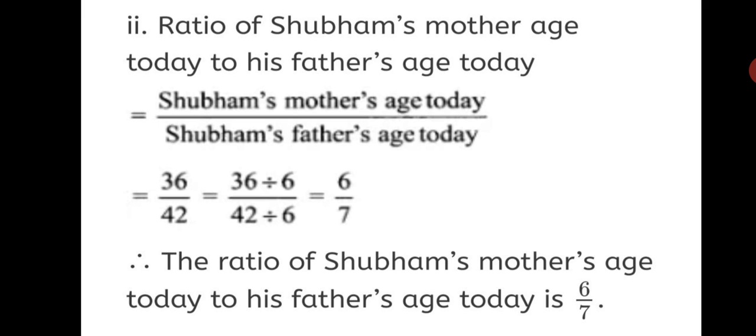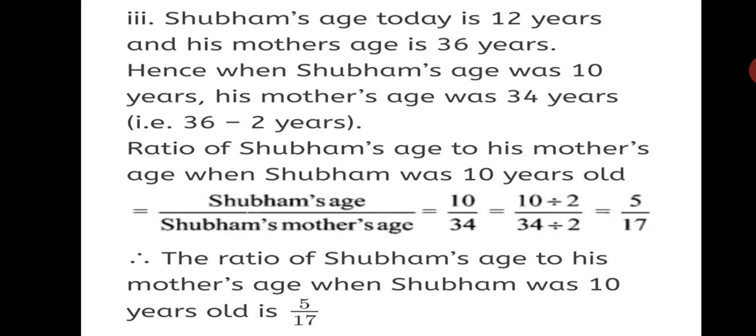And the last part of the sum, the third sub question. They are asking us the ratio of Shubham's age to his mother's age when Shubham was 10 years old. Right now we have the information of Shubham's age. That is, today he is 12 years. 10 years old means minus 2, 2 years back. That means from mother's age also we'll have to subtract 2. So her age 2 years back will be 36 minus 2, 34. So the ratio will be 10 is to 34.